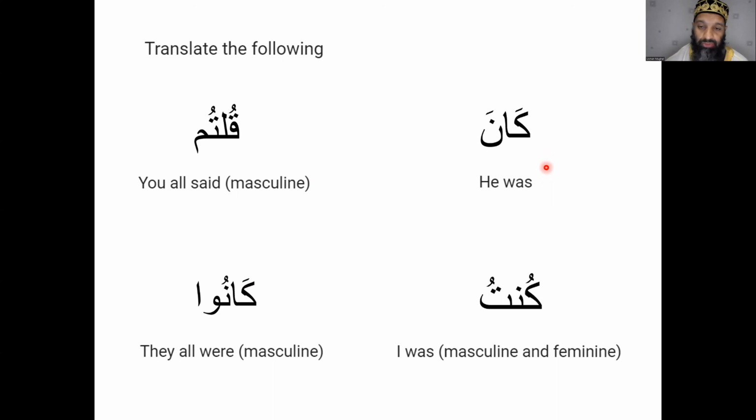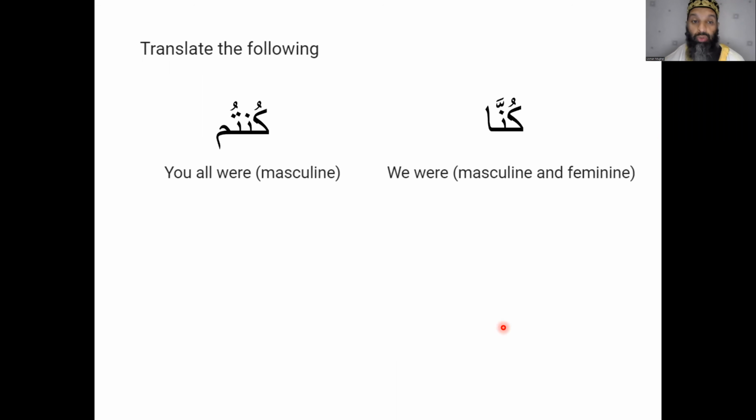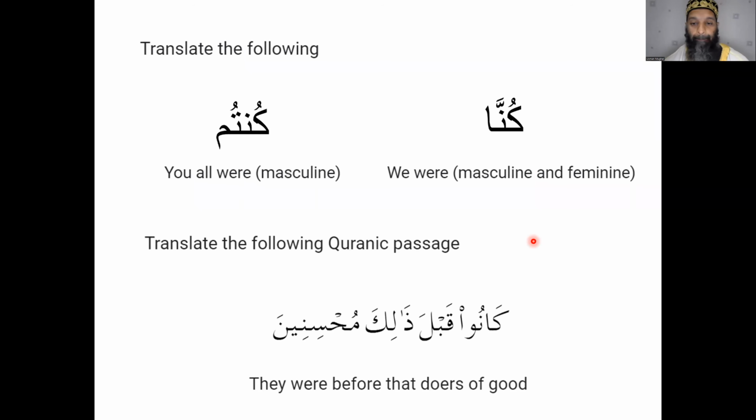Kana is the other verb, to be. So kana means he was. Kanu, they all were. Kuntu, I was. Kuntum, you all were. Kunna, we were. And then just translating. Kanu, they all were. Yeah, that's the verb for they all were.